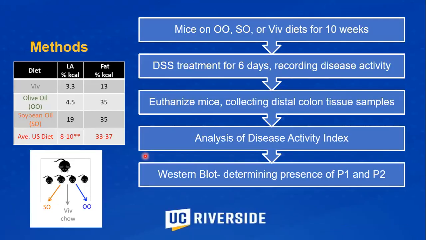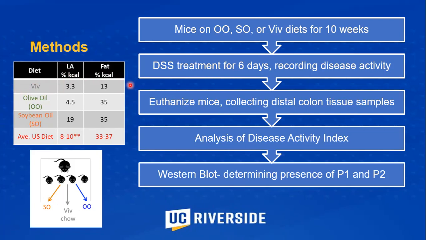So now I'll be talking a little bit about my methods. I've been working on this for months. I took 10 mice and grouped them into 3 different diets: olive oil, soybean oil, and vivarium diets. You can see on this table on the left, I included some information about the percent of calories that come from linoleic acid and the percent of calories that come from fat.